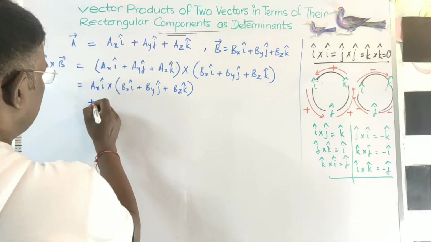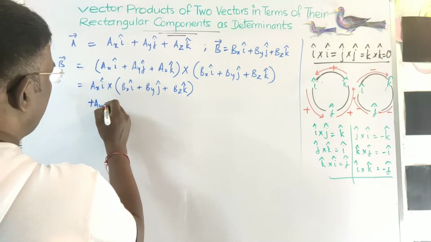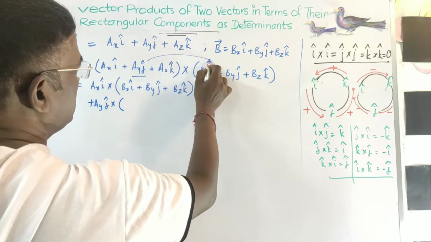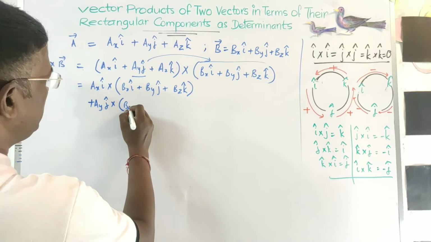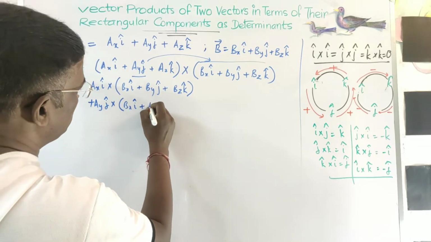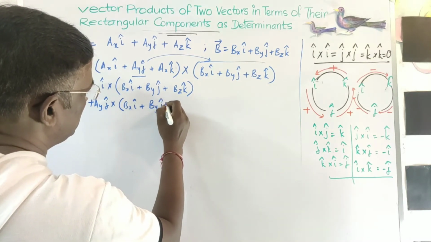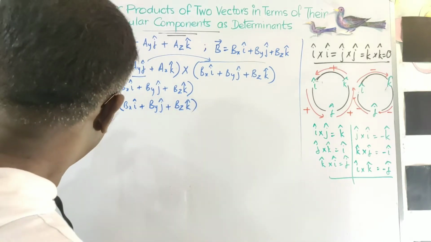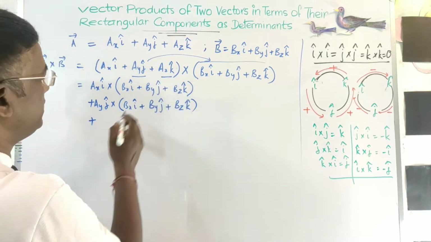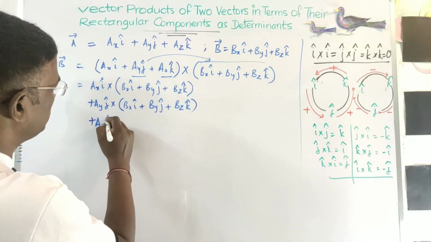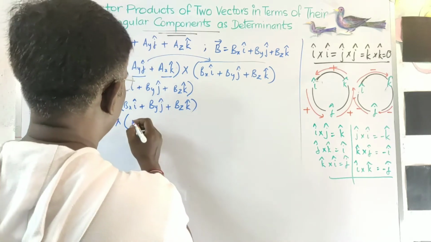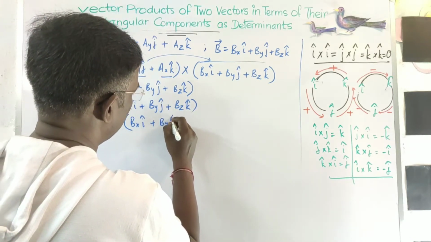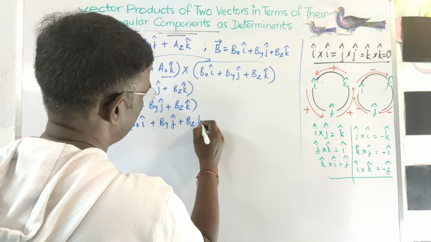Now here plus Ay j cross, again the whole thing, yes, this term: Bx i plus By j plus Bz k, and the third term Az k, again the whole bracket here, Bx i plus By j plus Bz k.